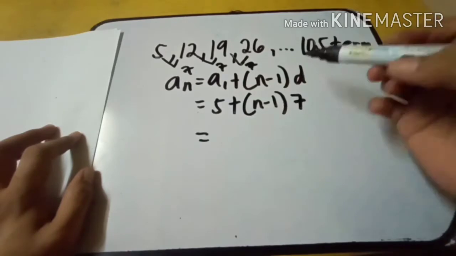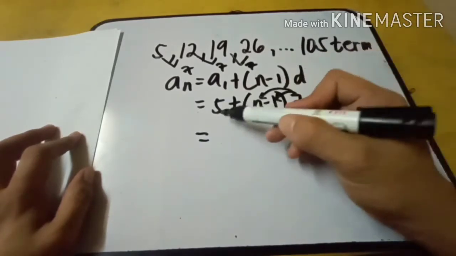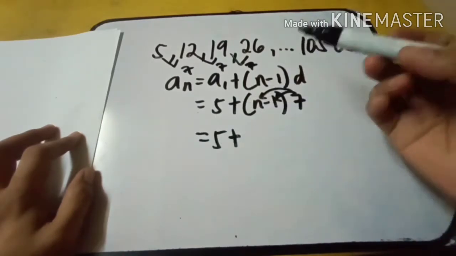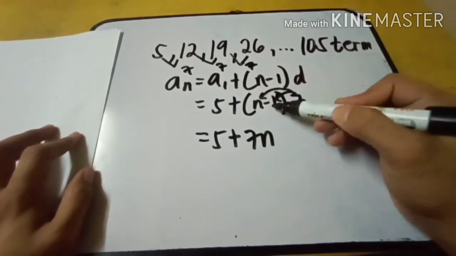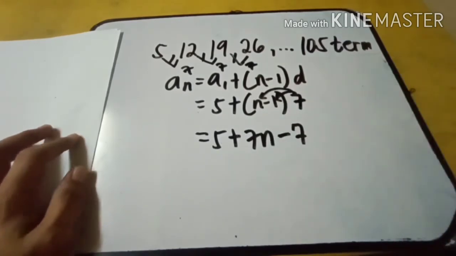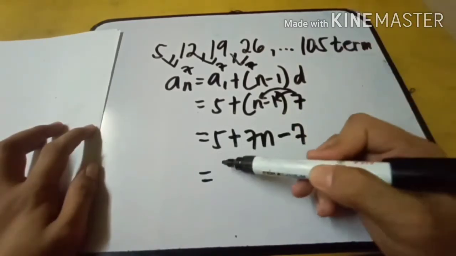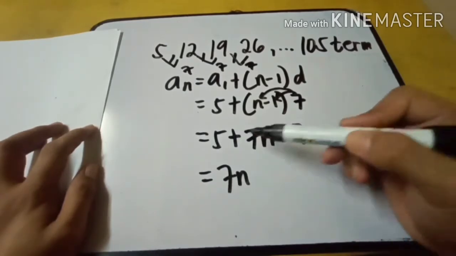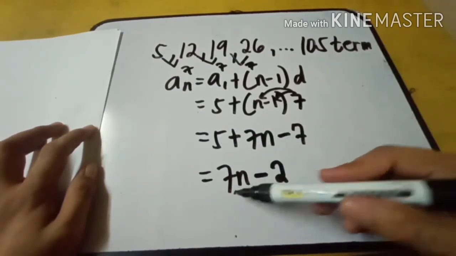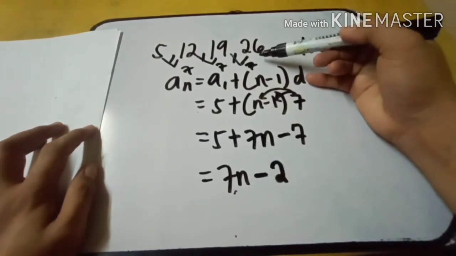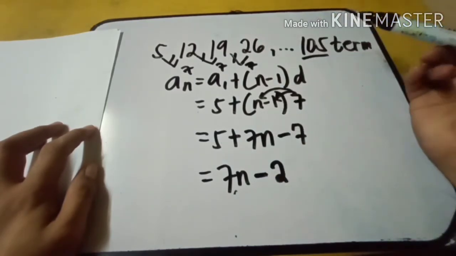Then we simply distribute again this 7 to the terms inside the parentheses. So we copy first 5 plus, then 7 times n will give us 7n, and 7 times negative 1 will give us negative 7. Then we have to combine first the constants. So copy 7n, then 5 minus 7 will give us negative 2. So this is the formula for this sequence. We can use this formula again in order to find the value of the 105th term.